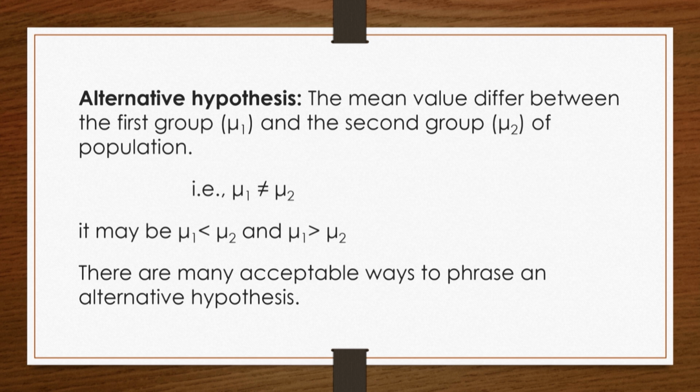Here, we can take mu1 is less than mu2 or mu1 is greater than mu2. So, in such cases, there are many acceptable ways to phrase an alternative hypothesis: mu1 is not equal to mu2, or mu1 is less than mu2, or mu1 is greater than mu2.